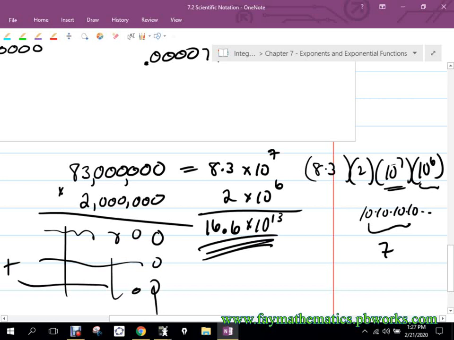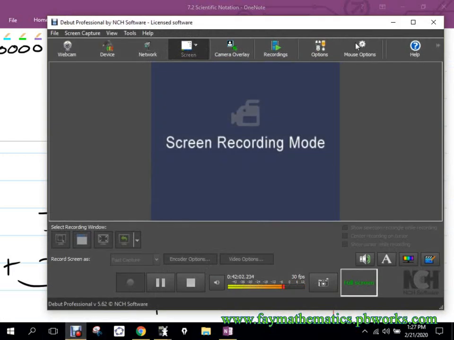So wouldn't you rather multiply 8.3 and 2 and then add that 7 and 6 to get what 83 million times 2 million is? 16.6 times 10 to the 13th is that value. So that's where this is going, and that's the benefit of scientific notation. Yes. All right, and I think, guys, that's why I teach the way I do.